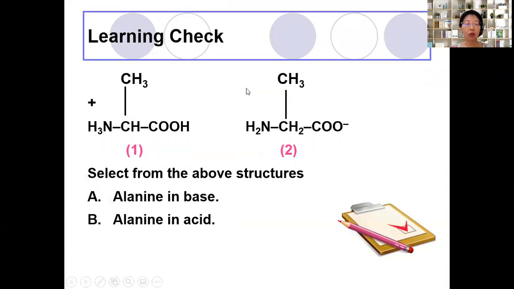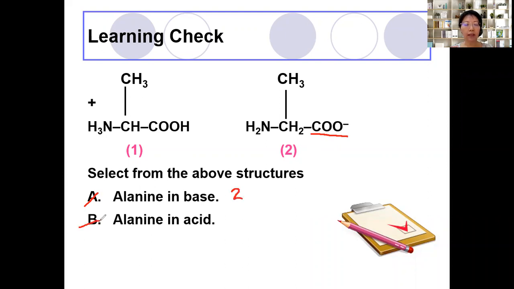Okay, so learning check. So over here, select from the above structure which one is the alanine in base. Alanine in base, that means it will react with the acid, right? Okay, so that means the acid H plus from the COOH will react with the base, and when it has reacted, the COOH becomes COO negative. So therefore, the answer is 2.